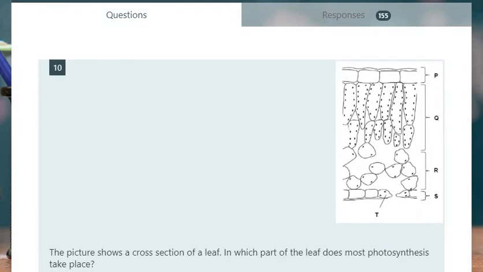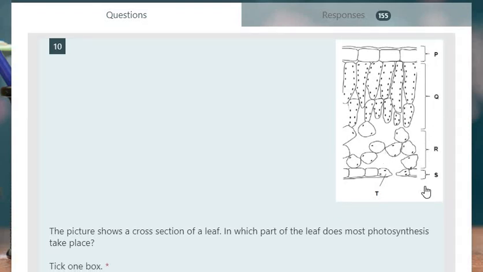Okay, number 10, got a cross-section of the leaf. Quite a lot of you chose the correct one here, so which part of the leaf does most photosynthesis take place? It is Q, so this is the palisade layer. These black dots on this picture are representing chloroplasts. You can see there's absolutely loads of chloroplasts in there because their primary role is photosynthesis.